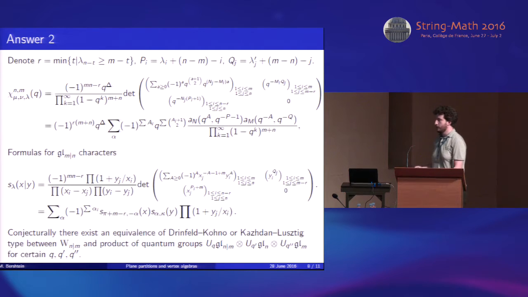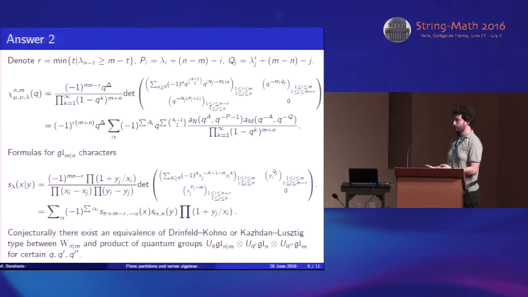And okay, the conjecture is that there is an equivalence of the Drinfeld-Kohno or Kazhdan-Lusztig type between representations of such a W algebra and a product of three quantum groups. One of them is responsible for lambda, another for nu, and the third for mu. And these parameters, of course, should be related. They are given in terms of epsilon 1 and epsilon 2. So essentially, we have one parameter.